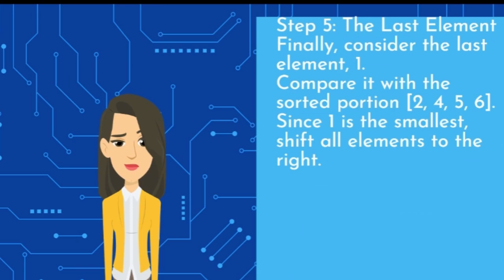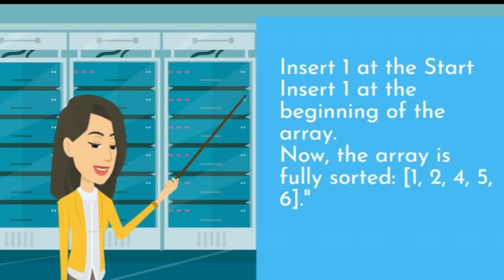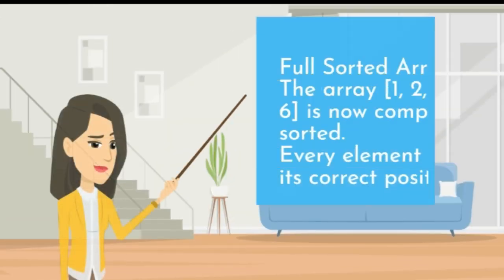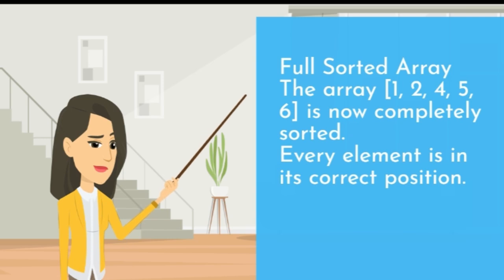The last element. Finally consider the last element 1. Compare it with the sorted portion. Since 1 is the smallest, shift all elements to the right. Insert 1 at the beginning of the array. Now the array is fully sorted: 1, 2, 4, 5, 6. Pseudocode for the final insertion. Full sorted array. The array is now completely sorted. Every element is in its correct position.